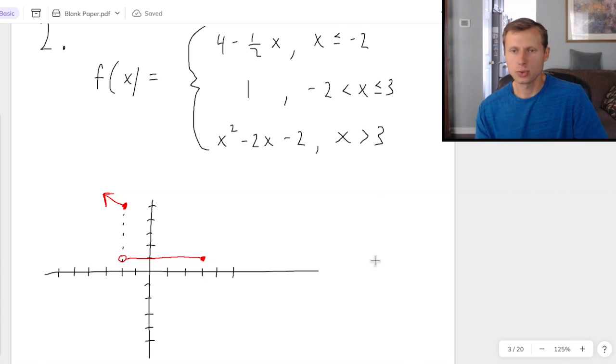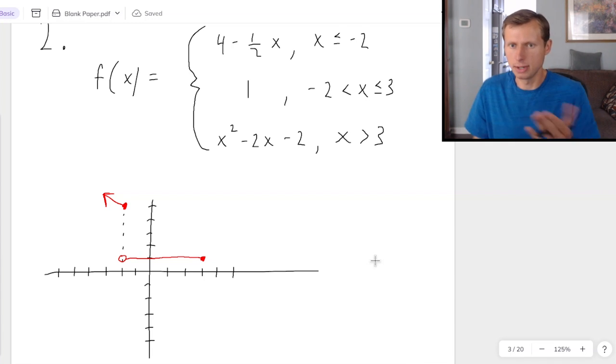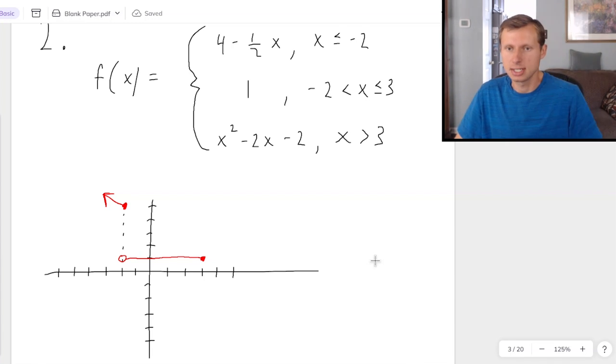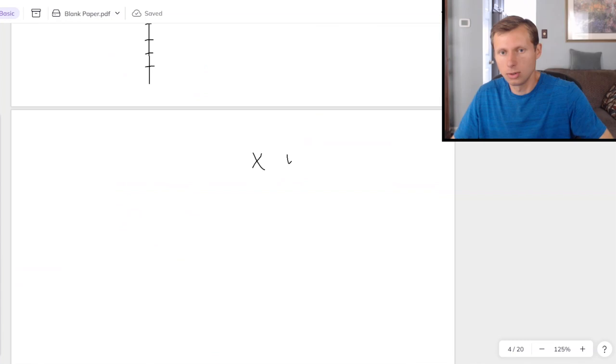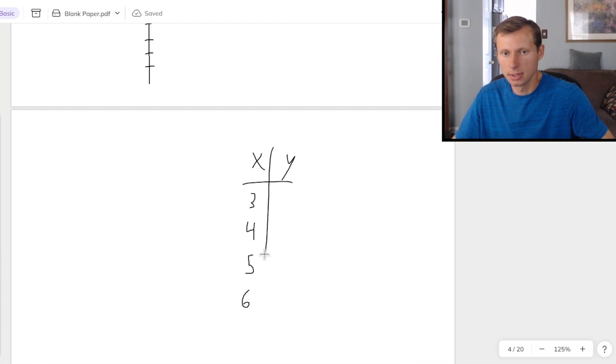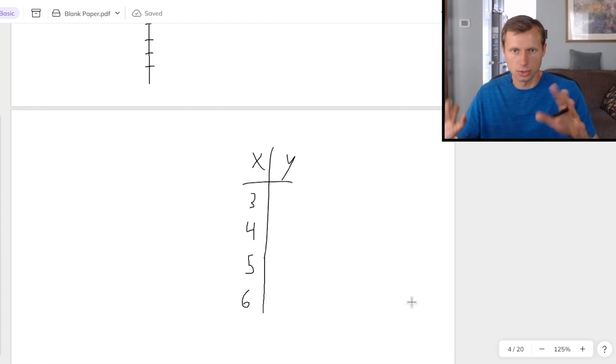And then for the last one, when x is greater than 3, x squared minus 2x minus 2, there is no easy way to graph this. I would use a table of values. It makes it so much easier. And as a piece of advice, since it says x is greater than 3, when I make my table of values, I'm going to choose values starting at 3 and going up. I don't want to go too far because it gets ridiculous.